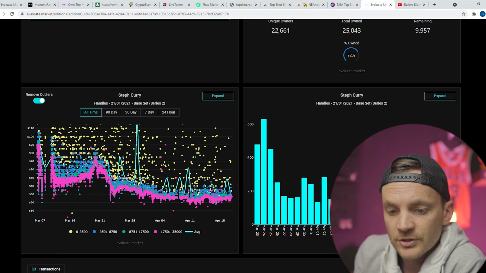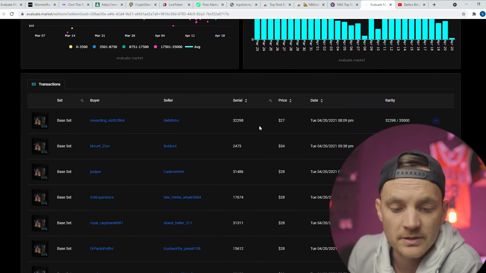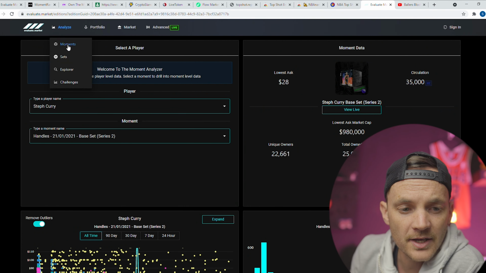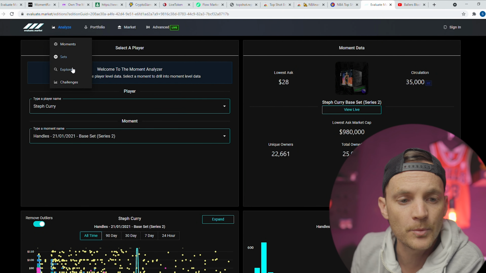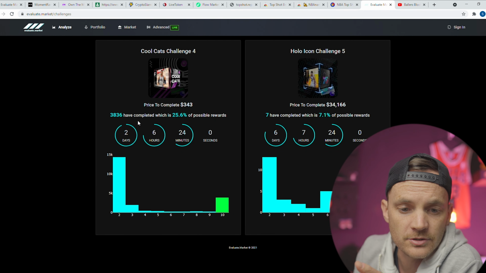These are the amount of transactions here on the right, and you can even expand this to cover the whole screen. So it's a really cool website. It's got other features. You can analyze not just moments, but the sets. You can explore and you can weigh up challenges.